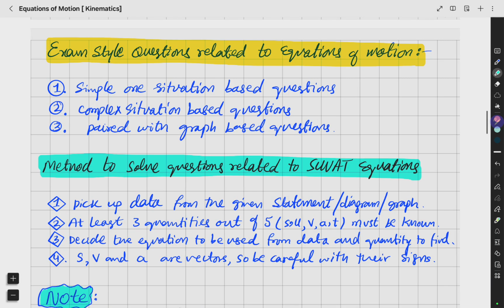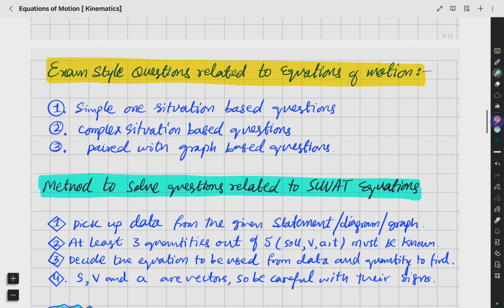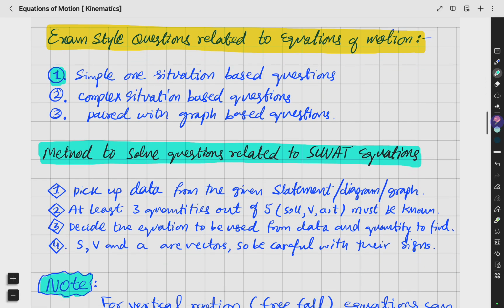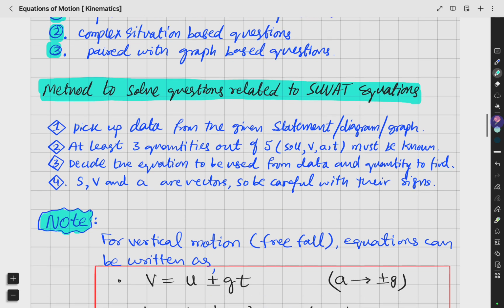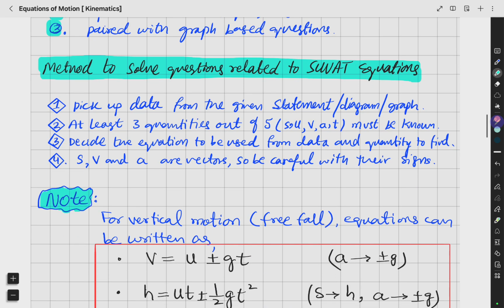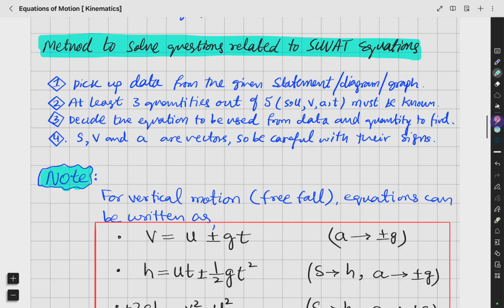Okay, let's jump to exam style questions related to equations of motion. There are three types of questions. The first is the simpler one, a single situation based question. The second is complex situation based questions, where two or more situations will be there. And the third is paired with graph based questions. So let's look at the method to solve questions related to SUVAT equations.